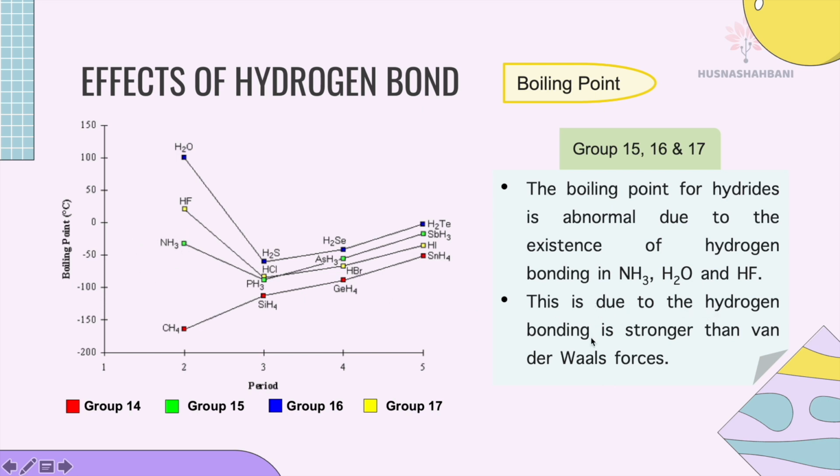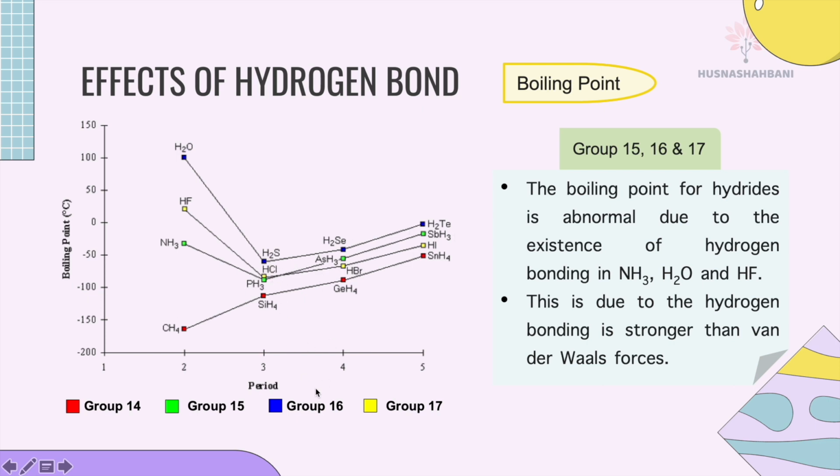This is because the hydrogen bond is stronger than van der Waals forces. Van der Waals forces, we know, include dipole-dipole force and London force. So for PH3, AsH3, SbH3, only van der Waals forces exist. Boiling point of NH3 is higher because NH3 has hydrogen bond. Hydrogen bond is stronger than van der Waals forces, so that's why the boiling point of NH3 is higher than the other hydrides in the group.